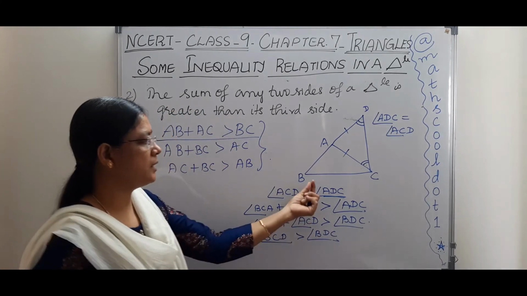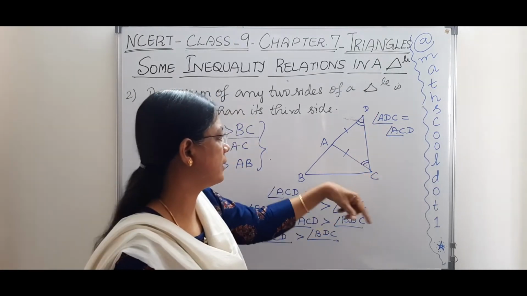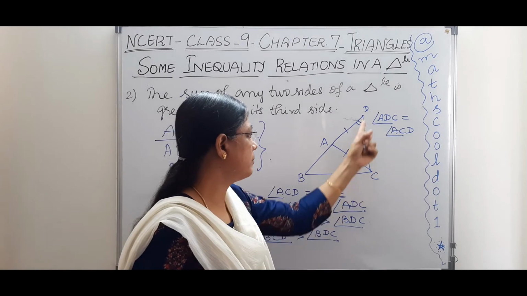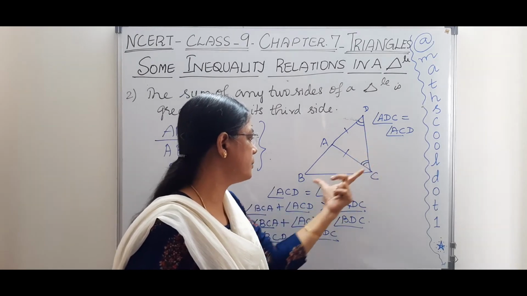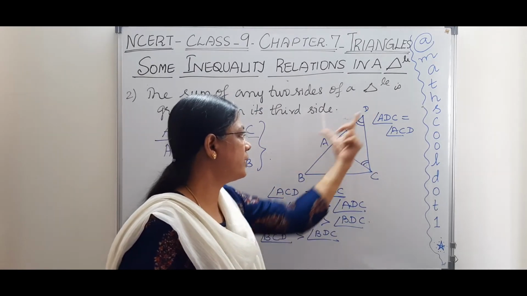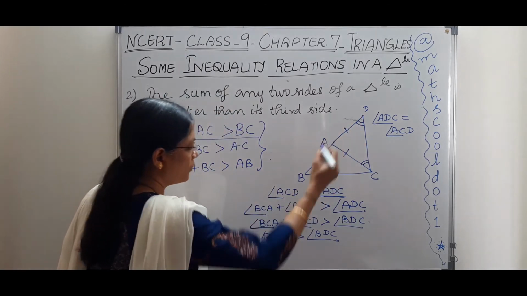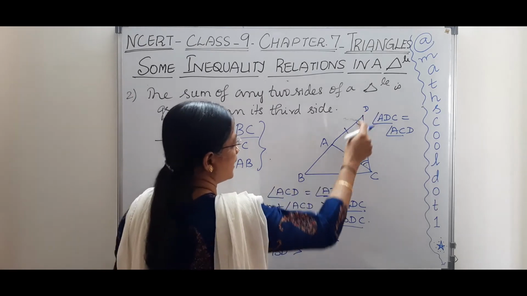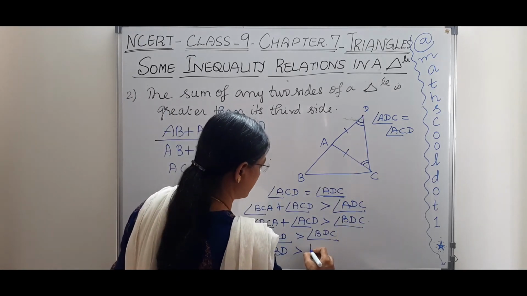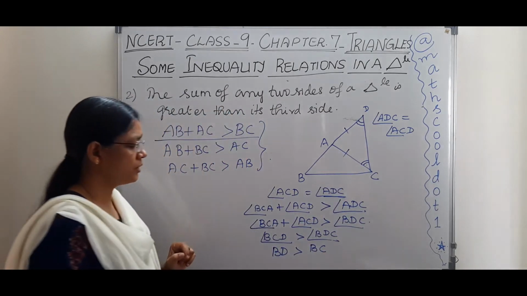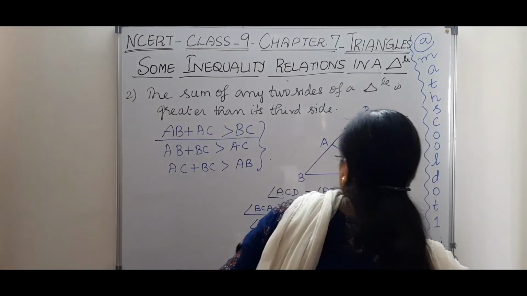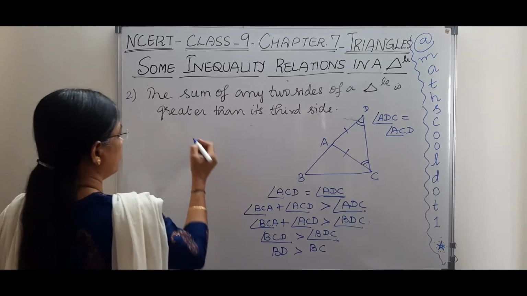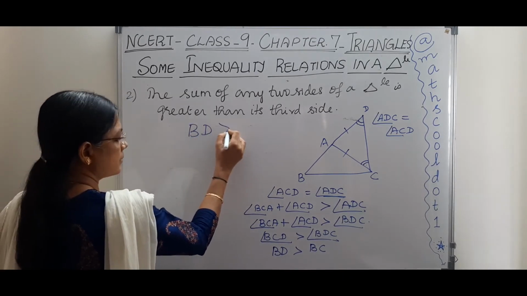Now what is this BCD? We have added these two angles and got BCD. And what is the side opposite to it? The side opposite to it is BD. So BD is greater than, what is the side opposite to BDC? That is BC. Do you understand? So let me write it here on top so that it will be easy for you to see. Now we have BD is greater than BC.